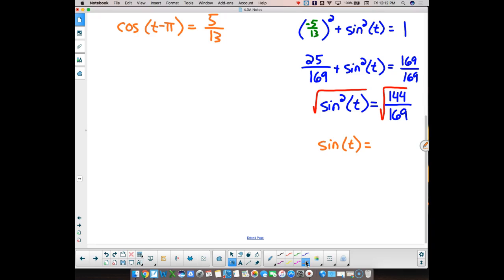12 over 13 would only give me the coordinate in quadrant number 2. We said we had to be in quadrant number 2 and quadrant number 3. Or I should say, plus or minus. Another way of thinking of it, I've square rooted and I'm solving, I got to add a plus or minus. Okay? So the sine value would be positive 12 over 13 if I was in quadrant number 2. The sine value would be negative 12 over 13 if I was in quadrant number 3.